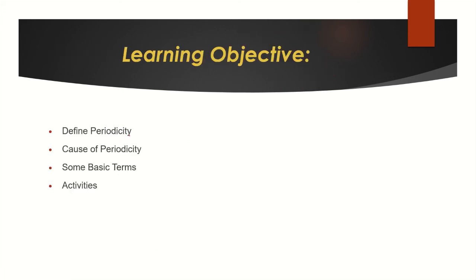So we have discussed the definition of periodicity, and we have also learned what causes periodicity. We have also discussed some of the basic terms like valence electron, valence shell, and the rule that we follow to write electronic configuration. And we have also carried out some activities. So with this, we're done with the session.